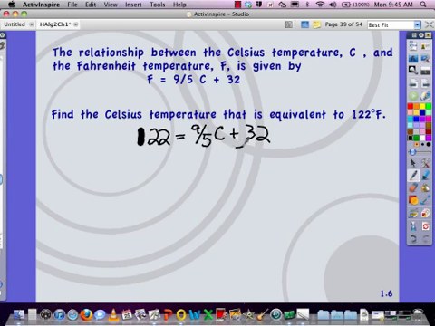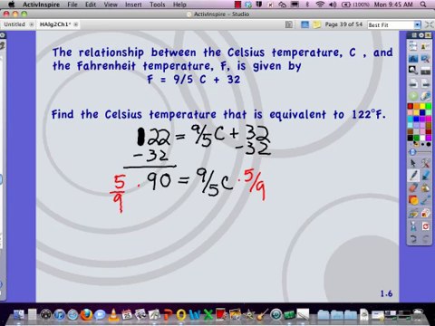Okay, we would subtract 32 from both sides to try to get C by itself. And in doing so, you can see we would have 90 remaining on the left-hand side. We'd have 9/5 C over on the right. We've learned from our previous algebra work that to get rid of a fraction, it's best to multiply by its reciprocal. So we're going to multiply both sides by 5/9.